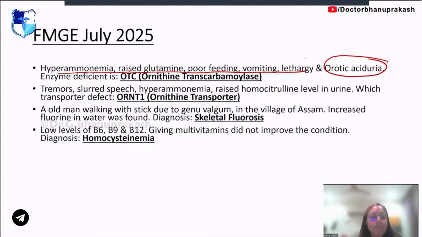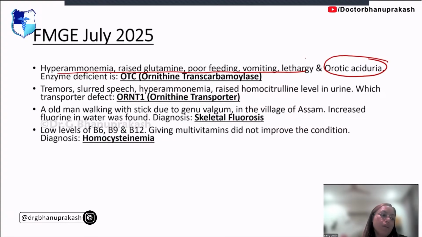Low levels of B6, B9, B12. Giving multivitamins did not improve the condition. So the diagnosis is homocysteinemia. Homocysteine is increased, not because of vitamin deficiency, but because of enzyme deficiency. I told you the enzyme is CBS. But the options in the question were about the diagnosis, and one of the best options was homocysteinemia.